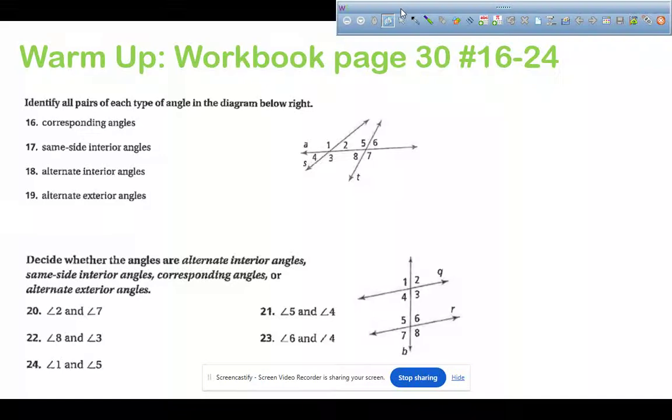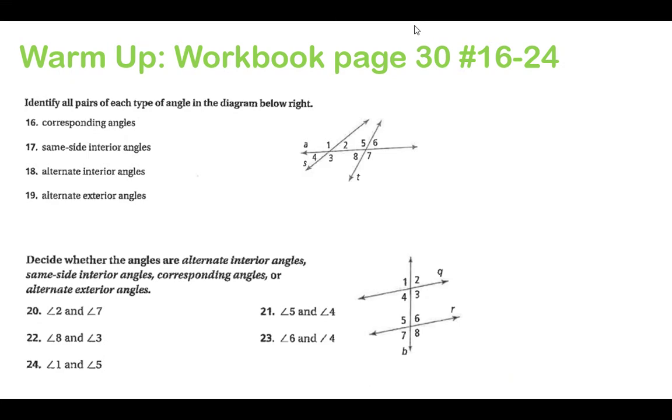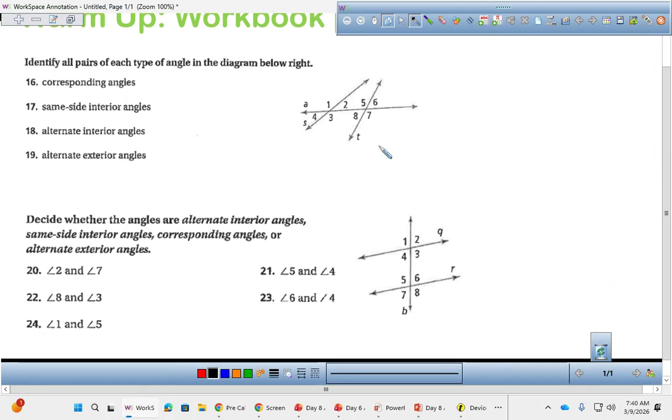All right, so last week we talked about these new angle relationships. So corresponding angles. Angles that, when you give the description of them, left, right, above, below, they give the same description. Anybody want to try this first one? Give me the pairs of corresponding angles.